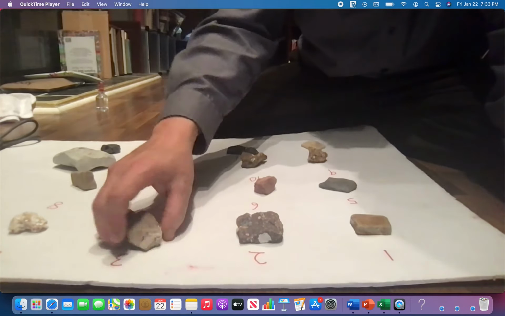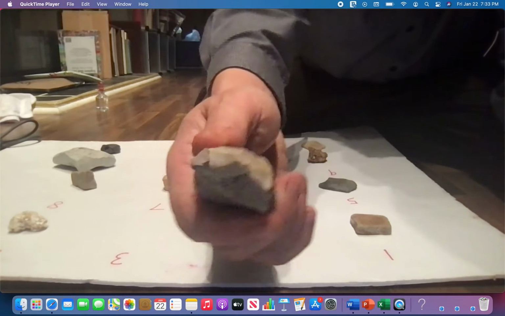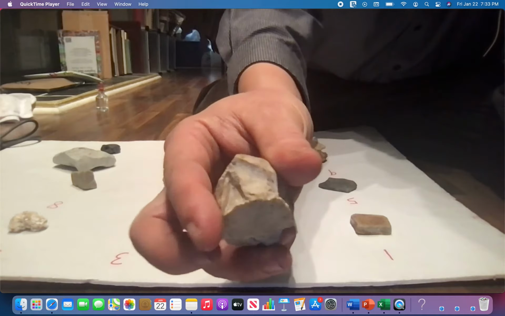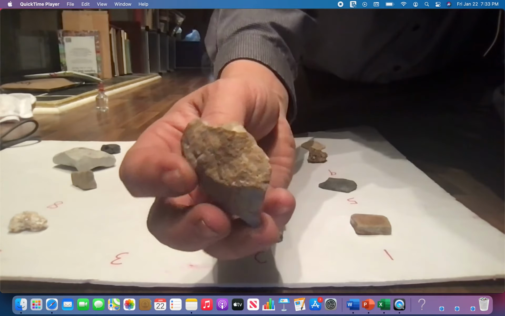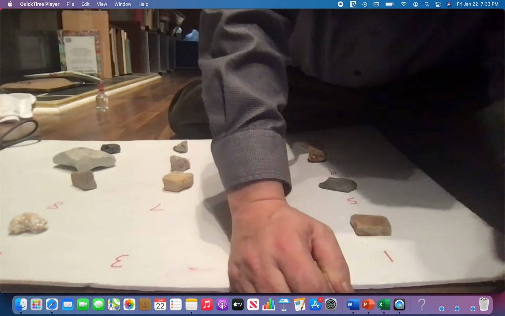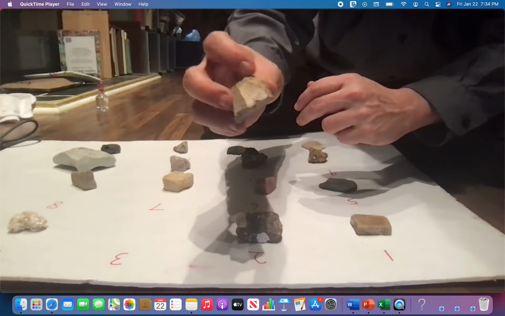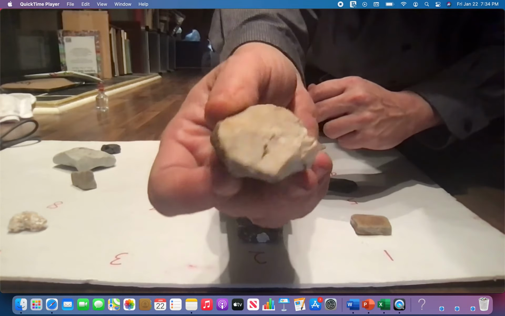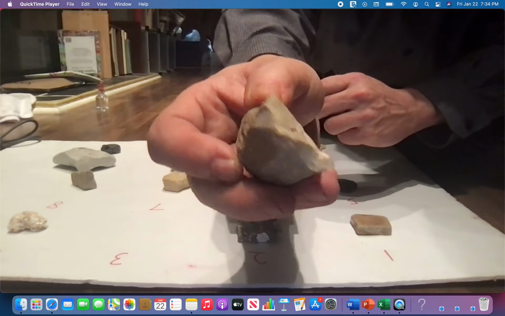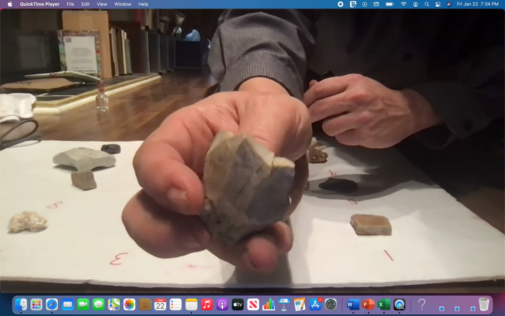So let me see here. Let's take a look at this one here. This is rock number 3. It can scratch glass. When it scratches glass, it has quartz. Look how sharp it is. Rock number 3. Sample number 3.